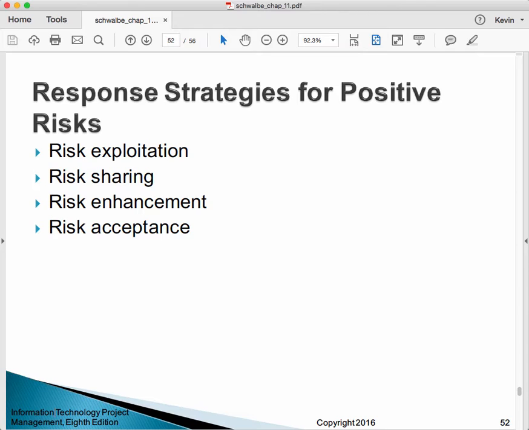Risk enhancement is sort of like exploitation, but it's really all in. It's kind of like a doubling down. It's kind of like, well, let's find a way to get more exposure to this so we have an even bigger upside. And risk acceptance is kind of the same deal. We're prepared to accept the risk, the probability it's going to happen, and the size of the expected outcome. Those are just fine for us. We're just going to keep our eye on this.